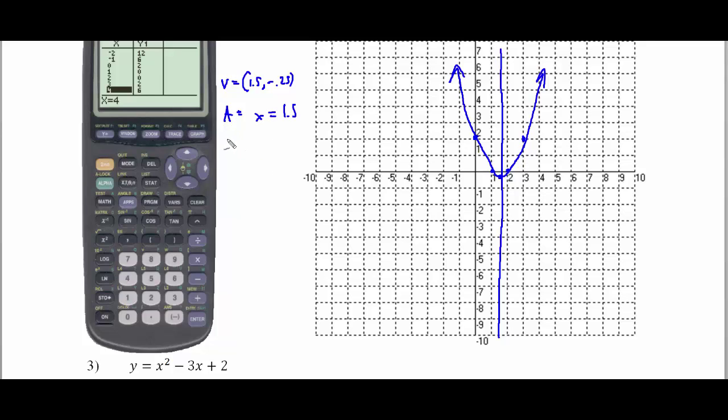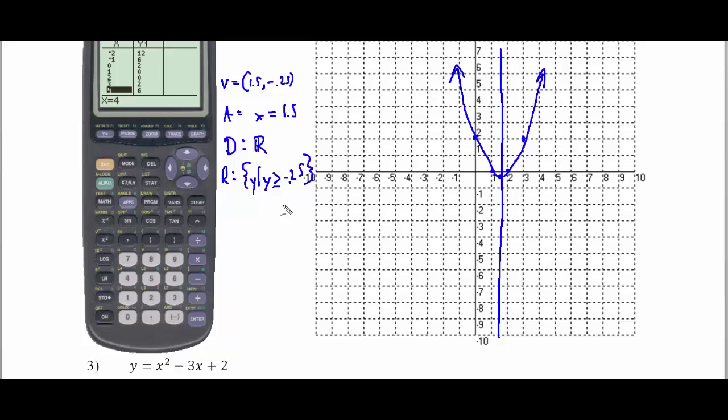Oh, what's next here? Oh yeah, my domain is going to be all real numbers, and my range is going to be where y is knocking on the door. The y has to be greater than or equal to negative 0.25. All right, and that's going to be that.